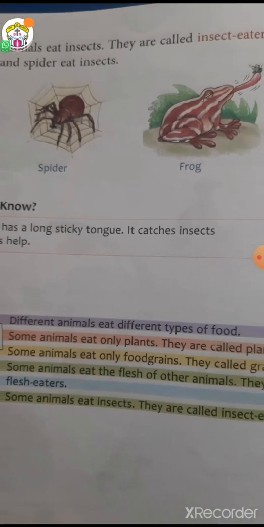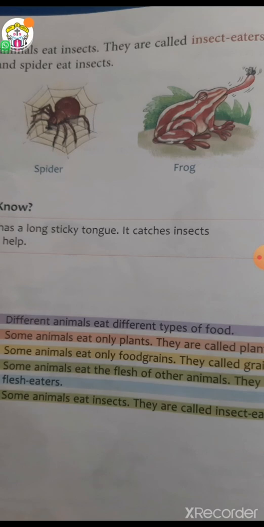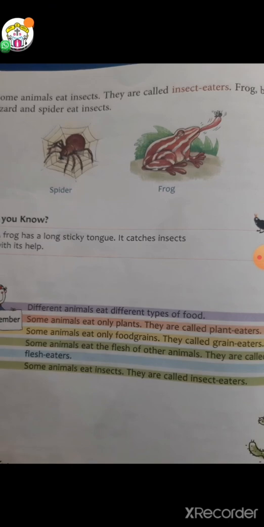Now there are few points to be remembered children. बहुत ज़रूरी है जिसे हमें याद रखना है. Like different animals eat different types of food. हर एनिमल अलग अलग फूड को खाता है. Some animals eat only plants. कुछ एनिमल सिर्फ plants को खाते हैं. They are called, yes, again and again I am telling you, learn this. They are called plant eaters. Some animals eat only food grains. They are called grain eaters children.